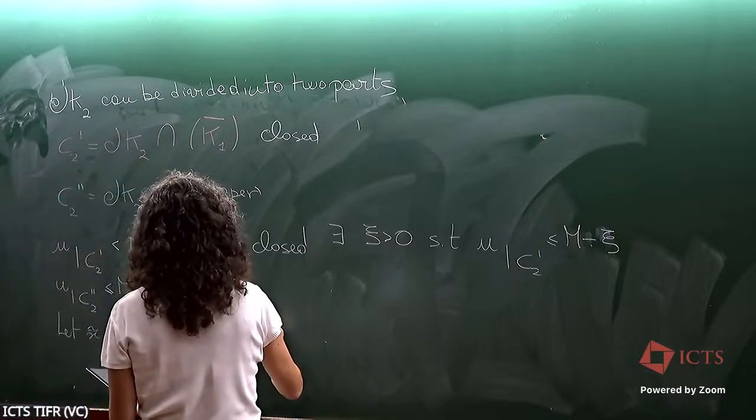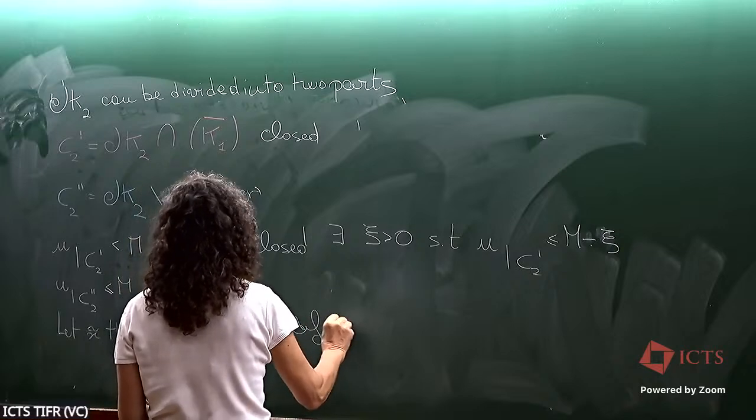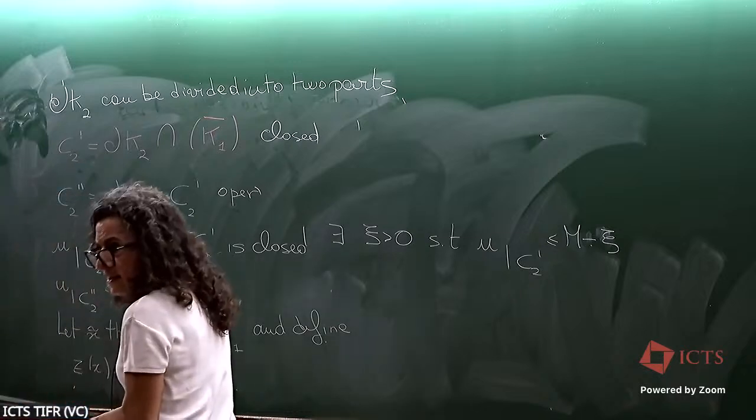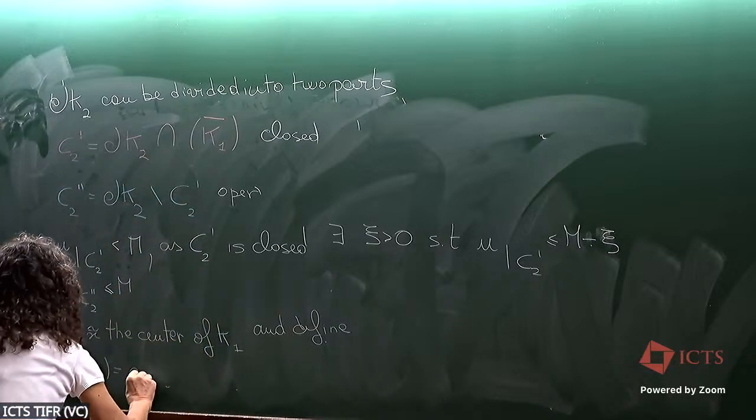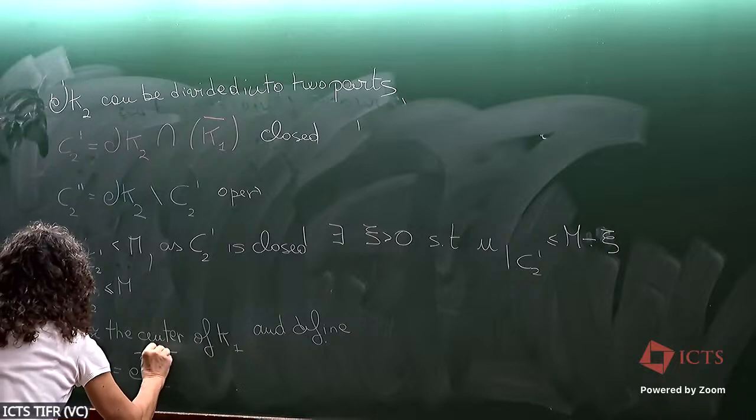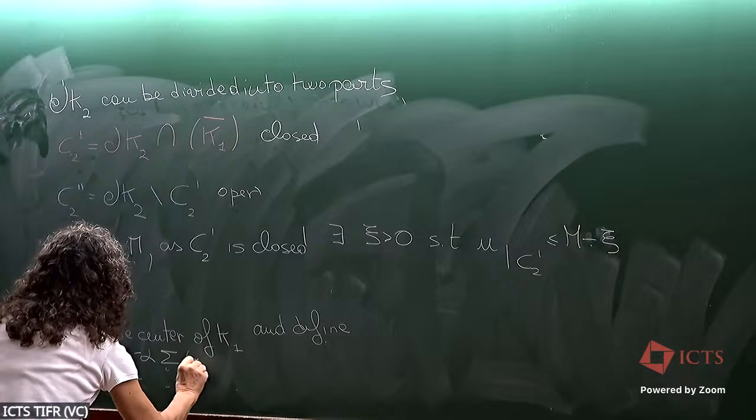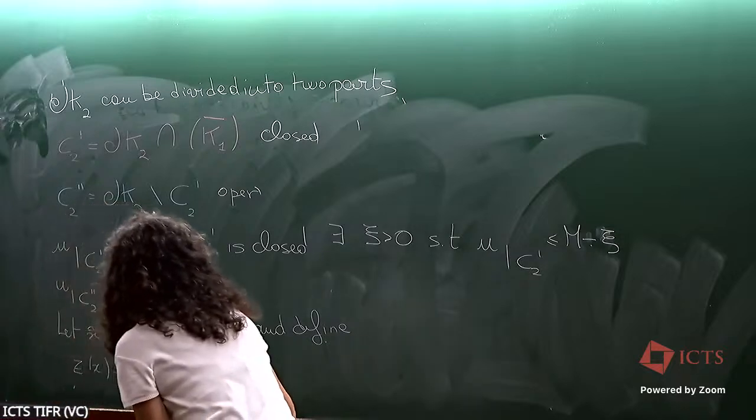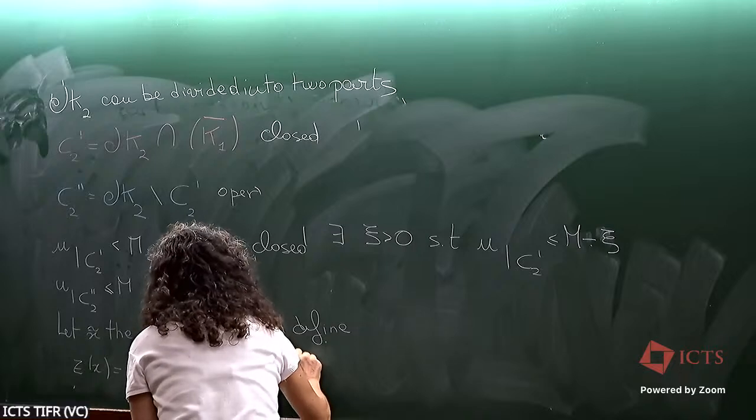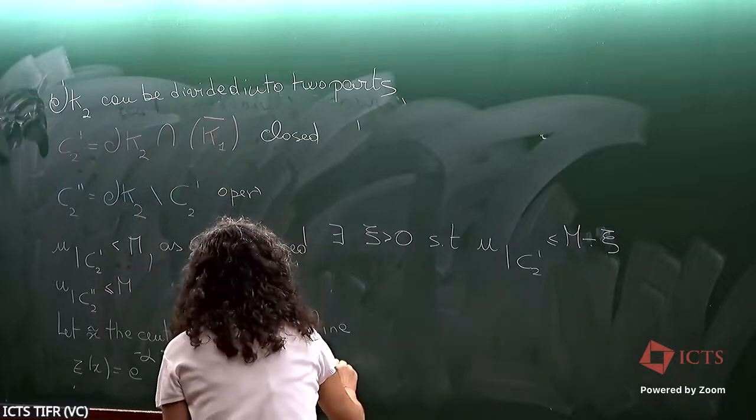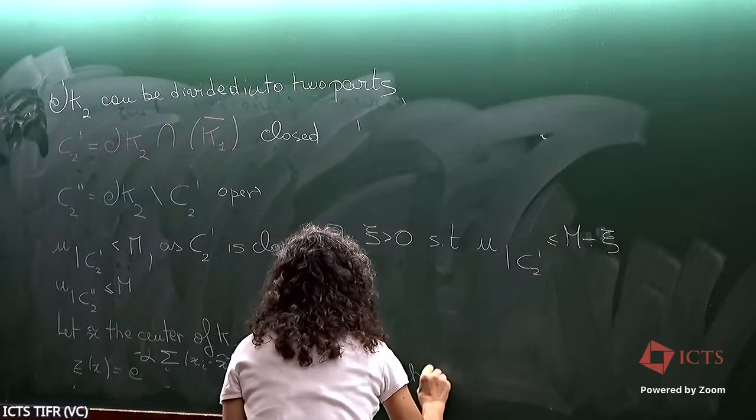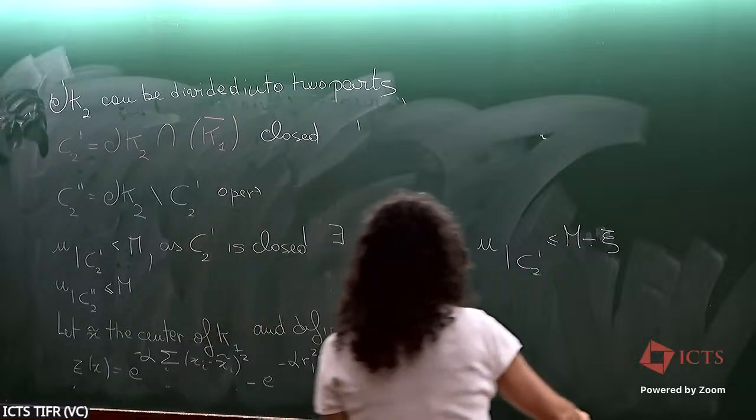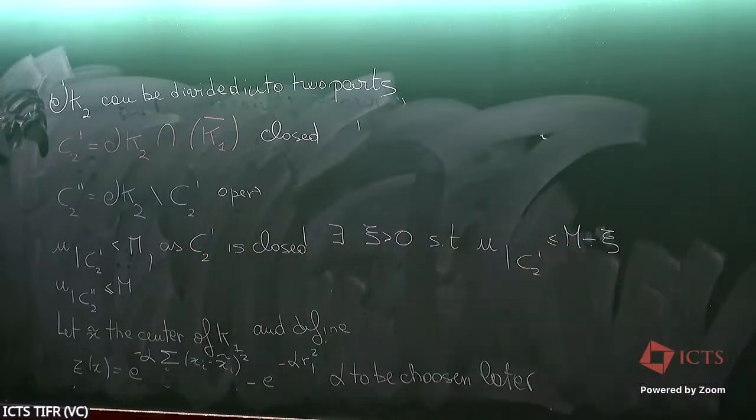Okay, and define Z of X equal to, it's fine if I write here, you can write it. E to the power minus alpha sum over i of xi minus xi tilde squared, minus e to the power minus alpha r1 squared, with alpha to be chosen later. Okay, so this will be the function we are going to study.